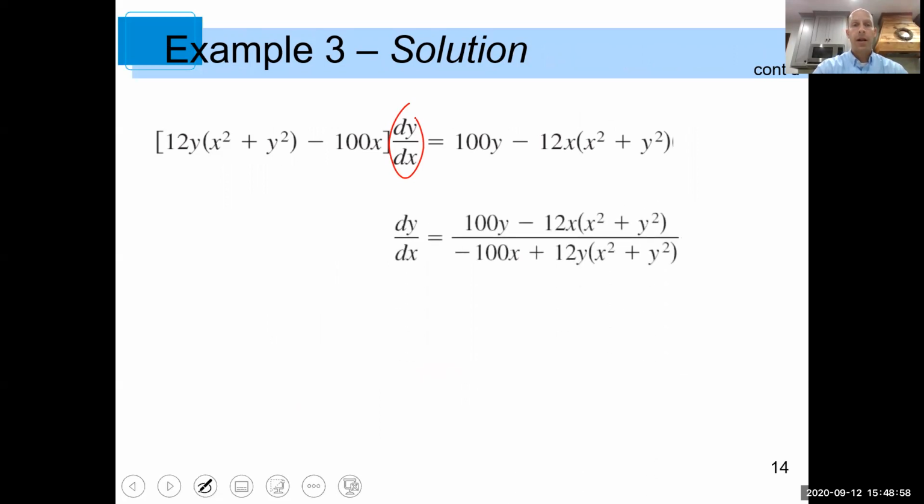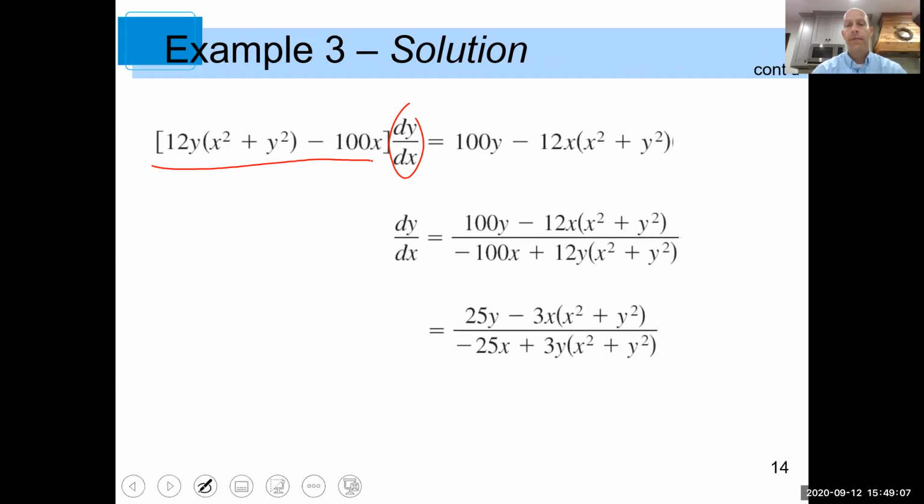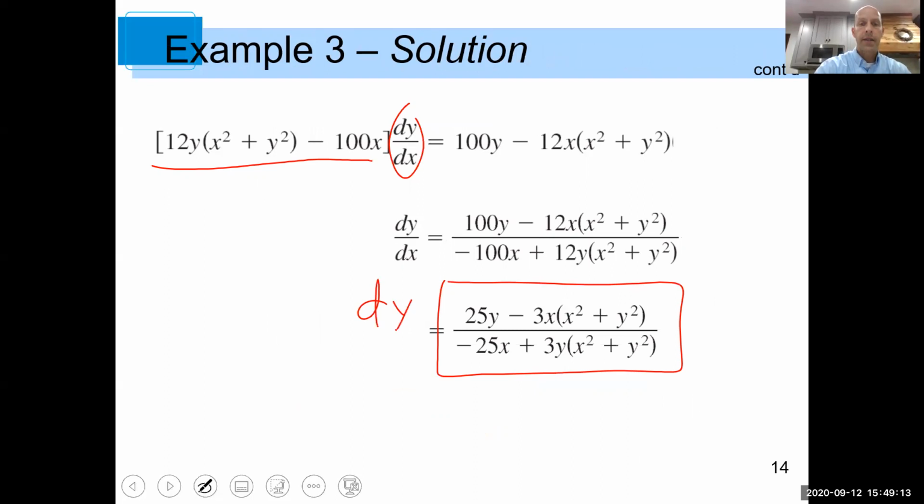And then last but not least, we're just going to divide this whole expression to the left. You'll notice that they all have a common factor of 4, and we can clean things up a little bit. And we get the following dy/dx. This is the derivative implicitly for that particular equation. As you can see, this one's a little bit more complicated. So how is this useful?